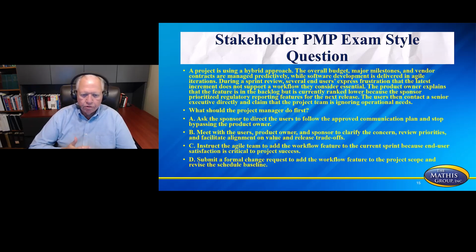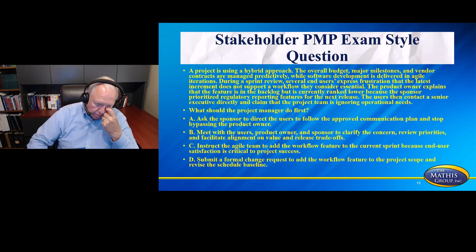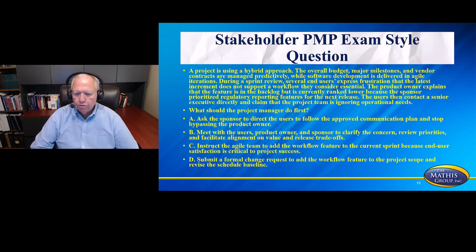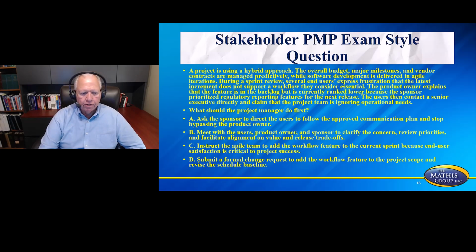A, ask the sponsor to direct the users to follow the approved communication plan and stop bypassing the product owner. B, meet with the users, product owner and sponsor to clarify the concern, review priorities, and facilitate alignment on value and release trade-offs. And then C, instruct the Agile team to add the workflow feature to the current sprint because end user satisfaction is critical to project success. And D, submit a formal change request to add the workflow feature to the project scope and revise the schedule baseline. So you have a lot of different pieces here to be able to consider for this. Now let's see what your answer is.